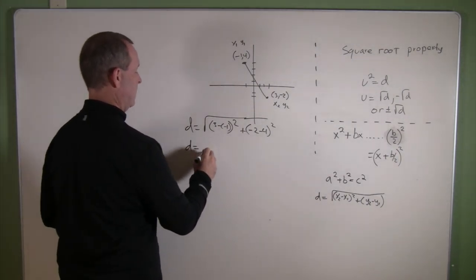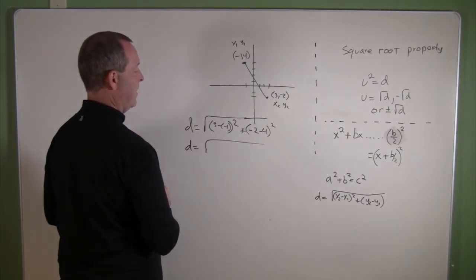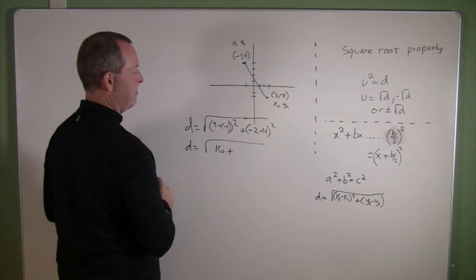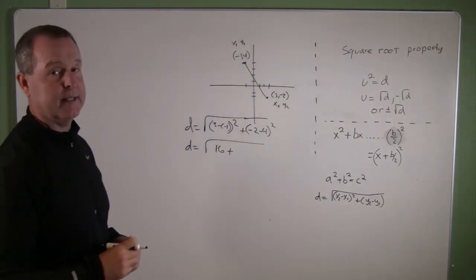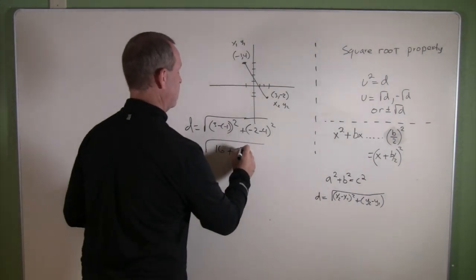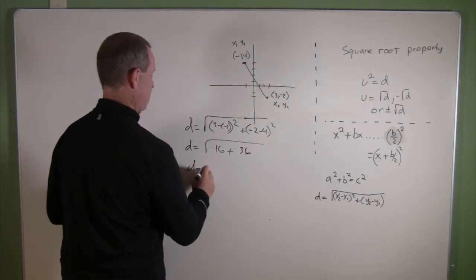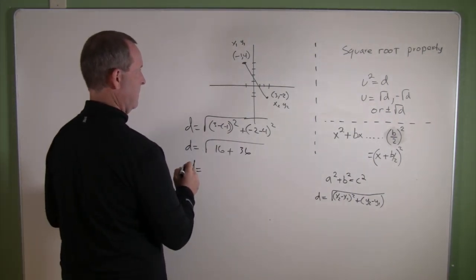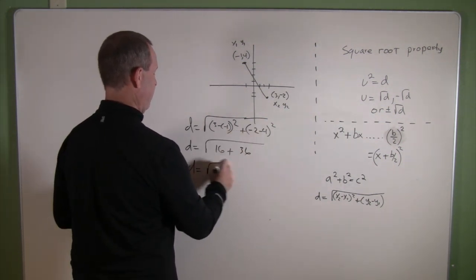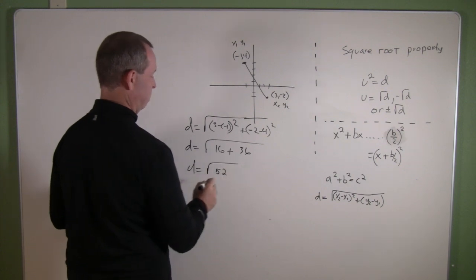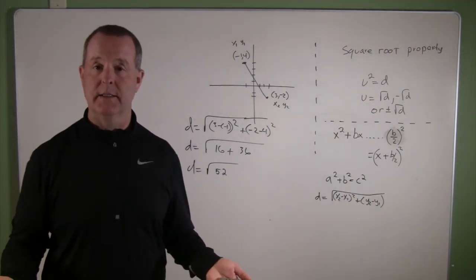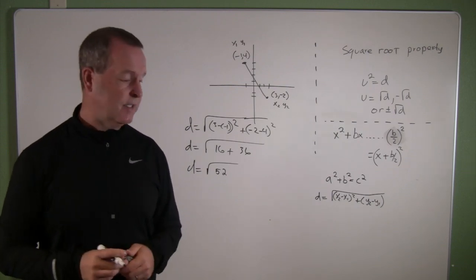So distance equals 3 minus a -1 produces a 4. 4 squared is a 16. -2, take away a 4 is a -6. -6 squared is a 36. Yep, I'm just checking. -2 minus 4 is -6. And then I'm left with a square root of 52. So my distance between those 2 points is root 52.